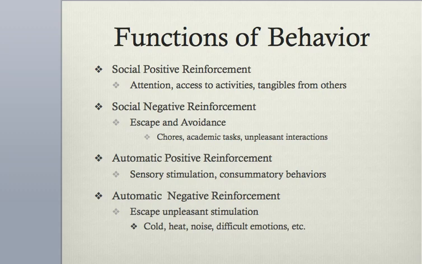Automatic negative reinforcement is escaping unpleasant stimulation. So if someone is uncomfortable around cold environments, or if it gets too warm, some individuals with, for example, autism, have an aversion to too much noise. Difficult emotions, if certain circumstances lead to negative emotions for someone, they'll work to avoid those situations.